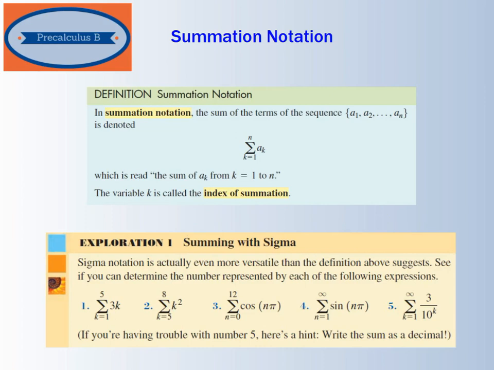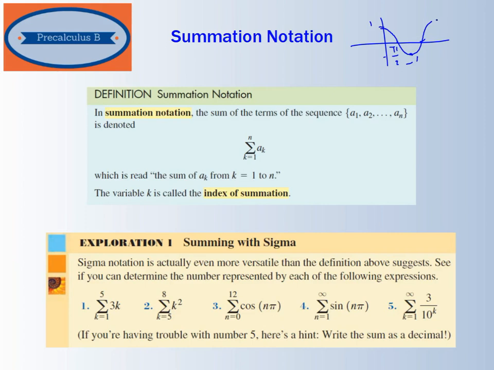For the third one, the sum from n equals 0 to 12 of cosine of n times pi. Now, if we think about our cosine function, we start out at 0 pi, or 0. That's when cosine is equal to 1. If we think about our graph for cosine, we have 1, it's 0 at pi over 2. At pi, it's going to be negative 1. Back to 0, back to 1. So every pi, this is kind of interesting.